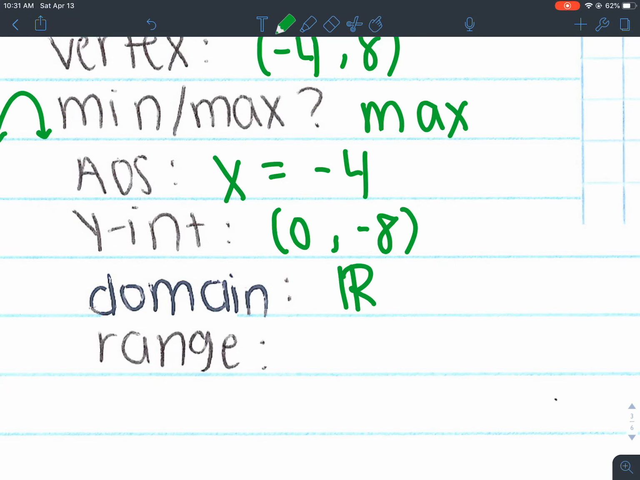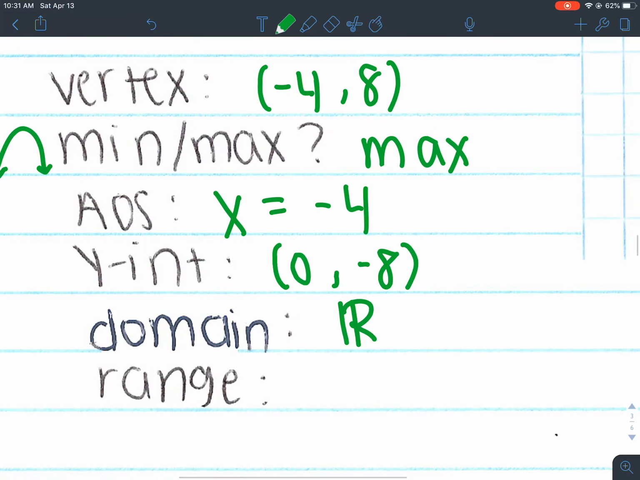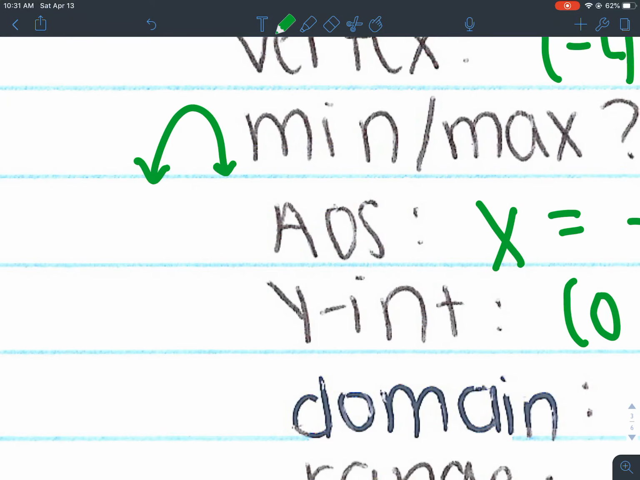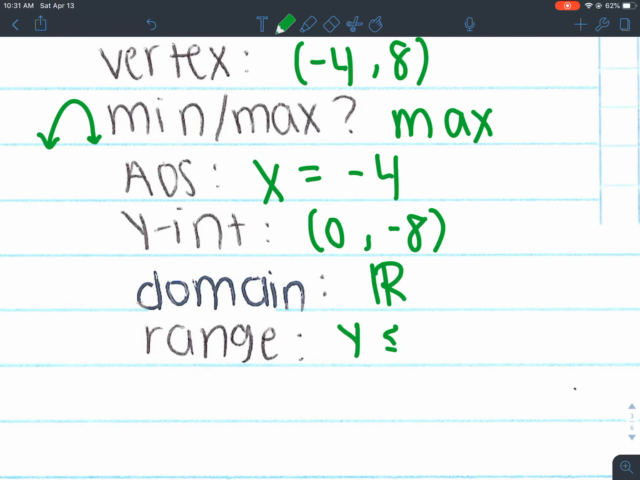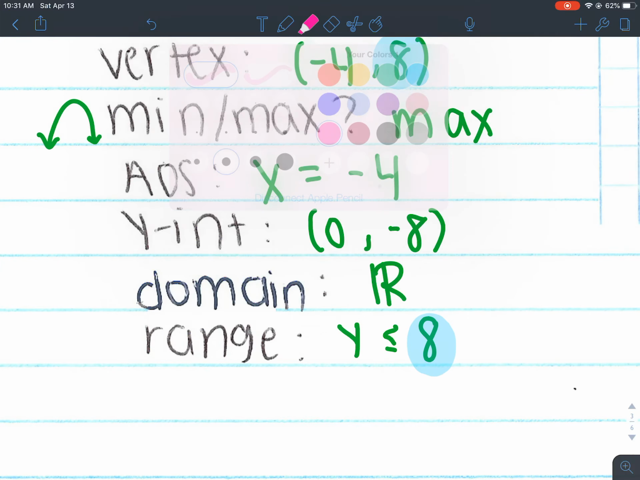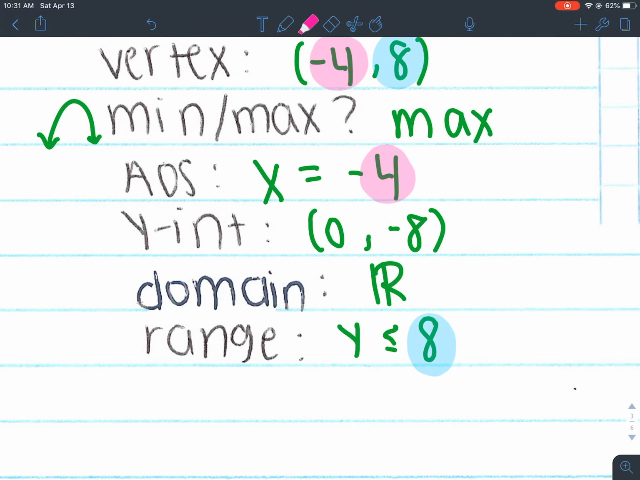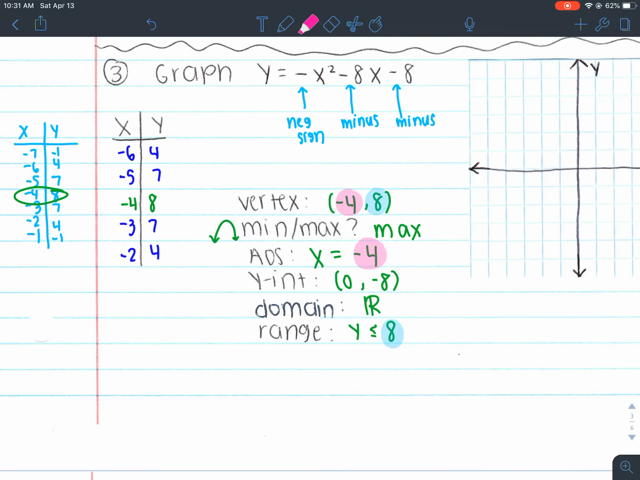Domain is always all real numbers. And remember, your range is always going to be either y is greater than or equal to, or y is less than or equal to. Well, our quadratic, we know, faces down. So it opens down, which means it's going to be y is less than or equal to. Remember, down means less than, up means greater than. Okay? And it's always the y value of your vertex. It's always going to be that. So let's use blue. Y value of your vertex. This one's going to be the x value of your vertex. Okay? So you're always going to use those.